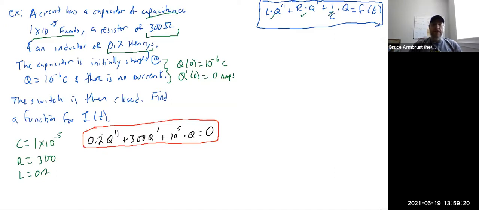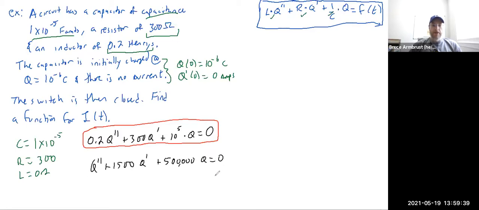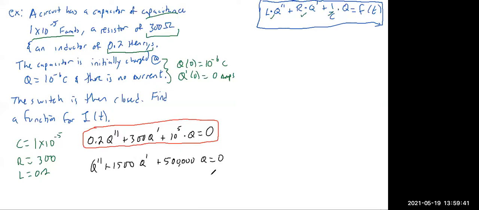I'm going to multiply everything by 5 just to make that be 1 q double prime. So we get q double prime plus, what's that? 1500 q prime plus 500,000 q equals 0. Shouldn't the multiplier on Q be 10 to the minus 5?